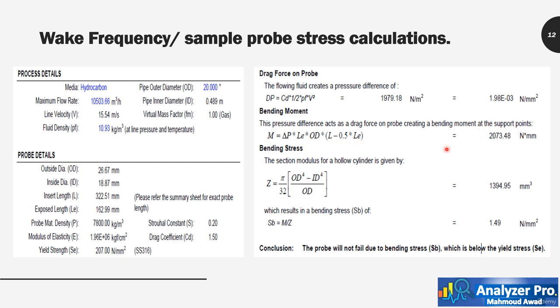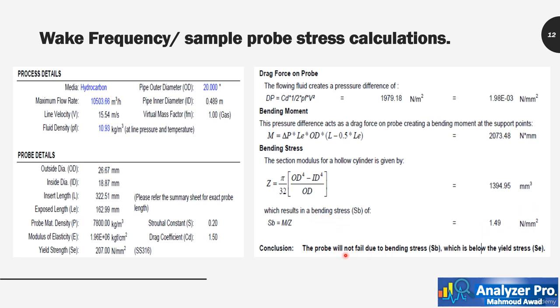Then, we calculate the section modulus for a hollow cylinder. The section modulus is equal to a constant multiplied by the outside diameter to the power 4 minus the inside diameter to the power 4, all over the outside diameter. Next, we divide the bending moment by the section modulus to calculate the bending stress. It should be below the yield stress of the probe material.